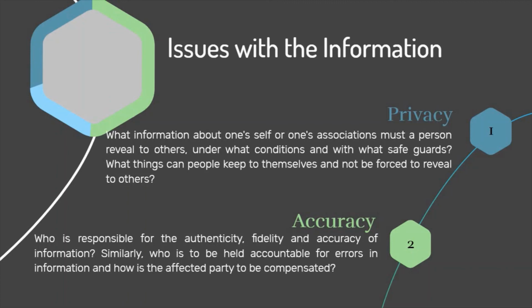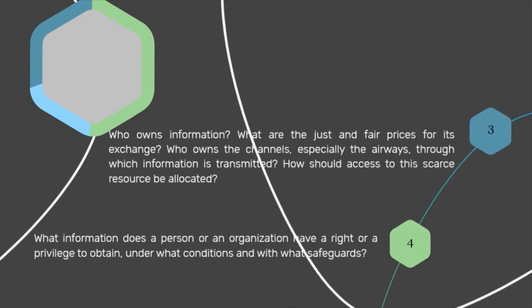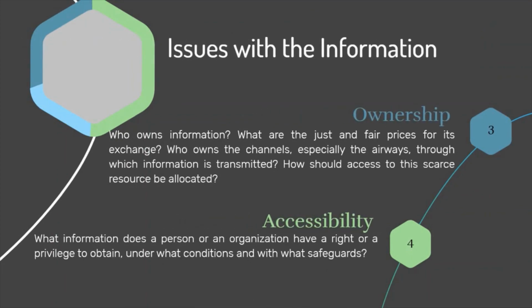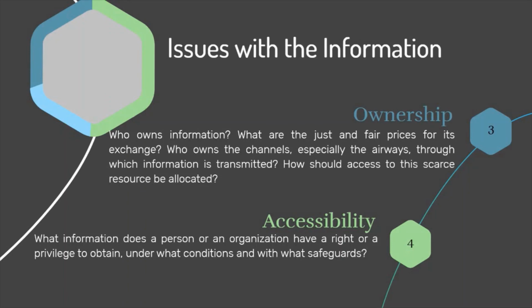Accuracy. Who is responsible for the authenticity, fidelity and accuracy of information? Similarly, who is to be held accountable for errors in information and how is the affected party to be compensated? Ownership. Who owns information? What are the just and fair prices for its exchange? Who owns the channels, especially the airways, through which information is transmitted? How should access to this scarce resource be allocated?